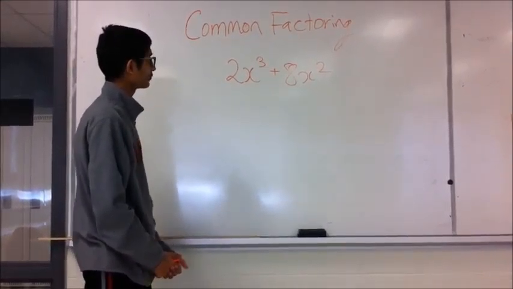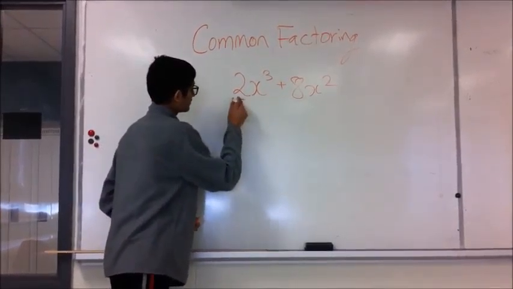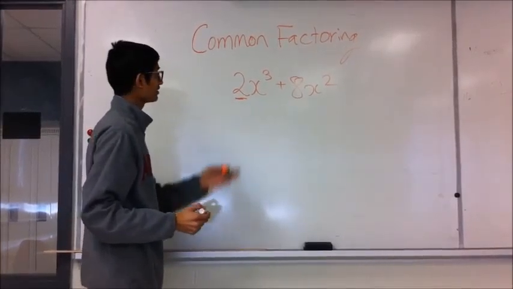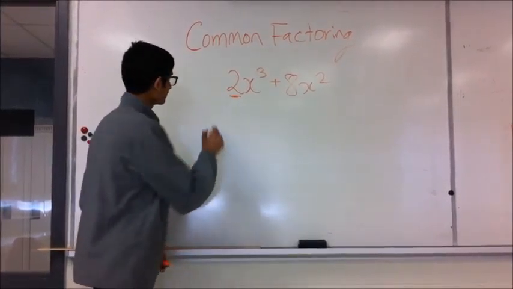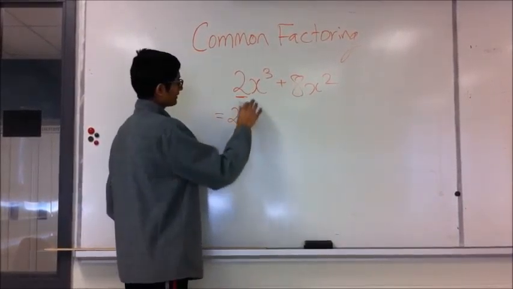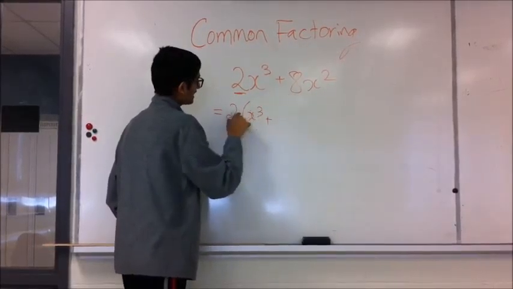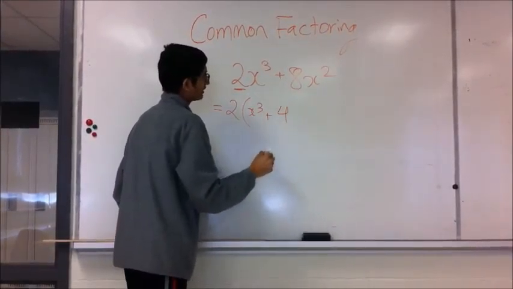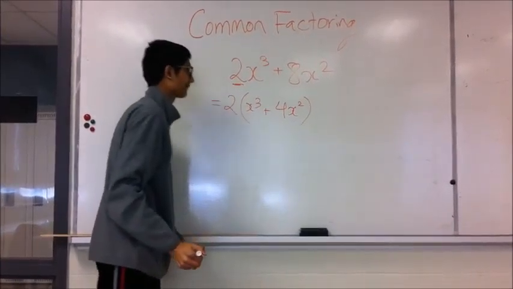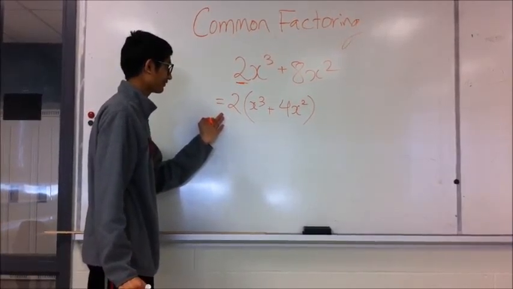Then we ask ourselves, what's common between these two terms? Well, to start off, the number 2 is the most evident thing that's common between these two terms. So we common factor it out. 2, open bracket, what's remaining is the x cubed part, plus 8 divided by 2, giving us 4, and the remaining x squared portion, close bracket. So this is the first step we took to common factor.